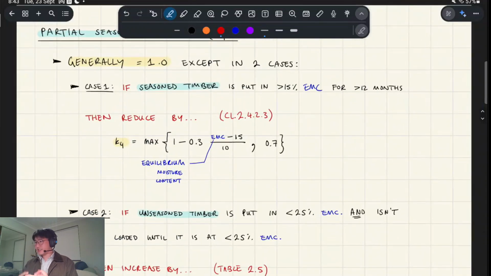So case one, if seasoned timber, so dry timber, is put in a condition where it's wet, so greater than 15% equilibrium moisture content. When I say wet, it's not like you're chucking it in water. We're just talking about like you put a dry piece of timber in Darwin or something for greater than 12 months, then you have to reduce its value by this formula. It's a max between whatever you get in this equation and 0.7.